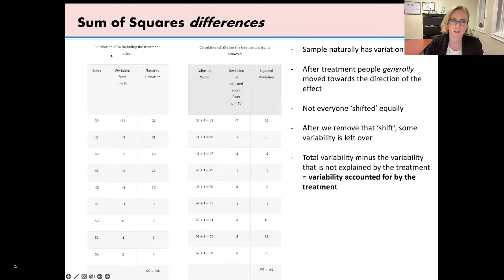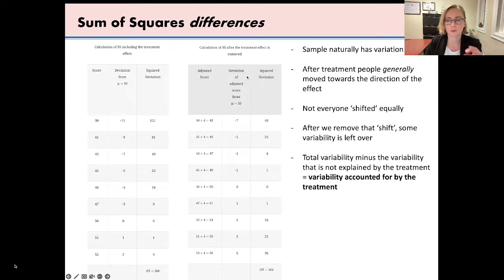So over here, this is calculating the sum of squares if we include the treatment effect. So raw scores here, no adjustment was made. How much are they deviating from 50? So minus 11, right? Most of these are minus. Square it because we just can't simply add them all up. So we square that, we get a sum of squares of 306.